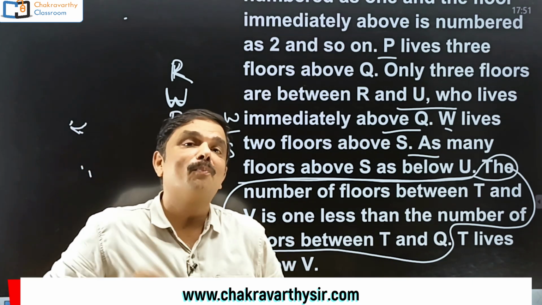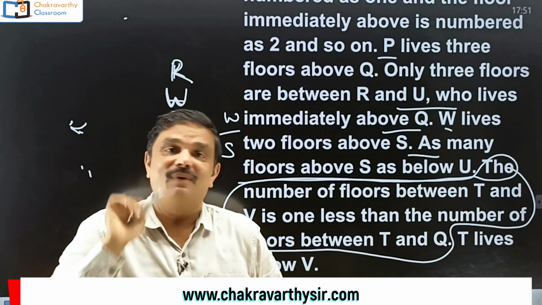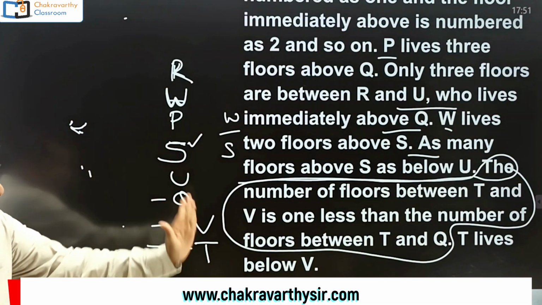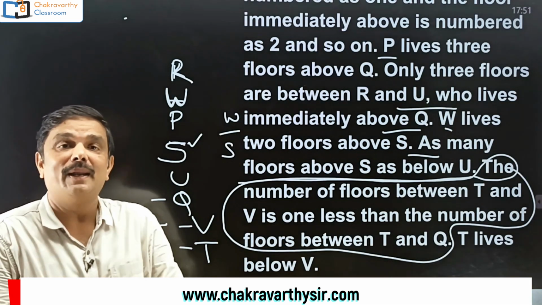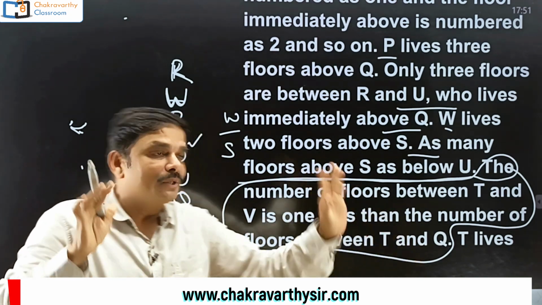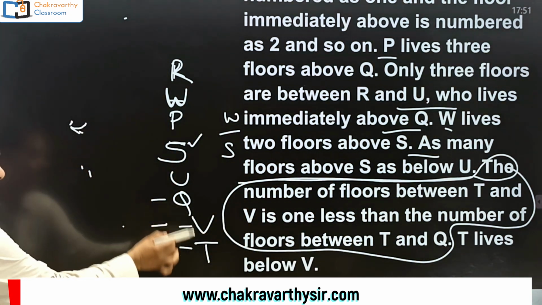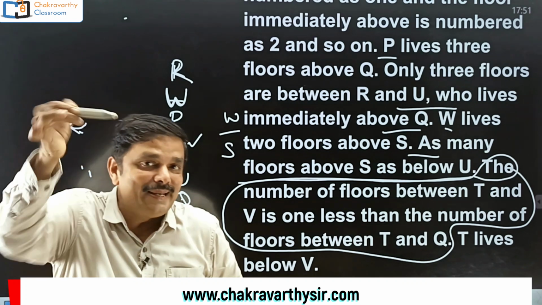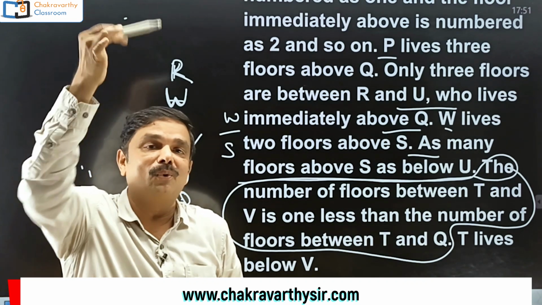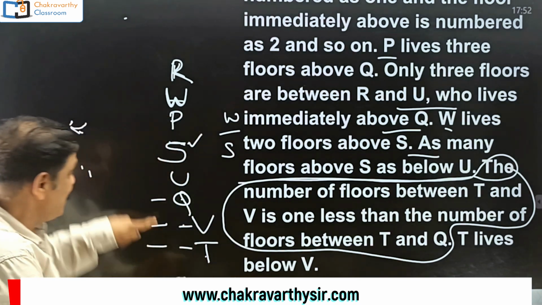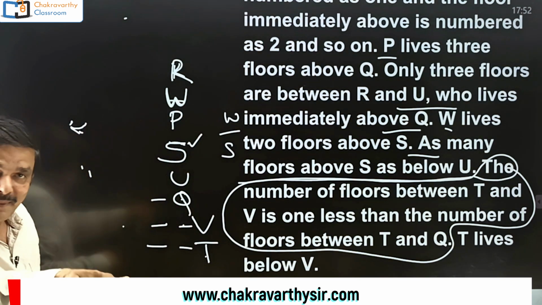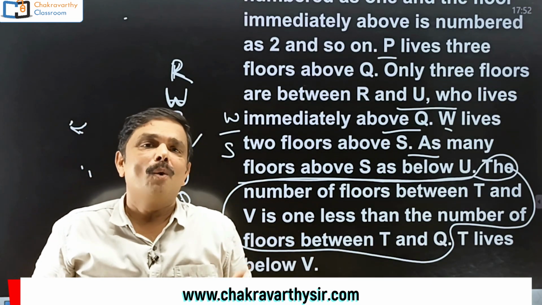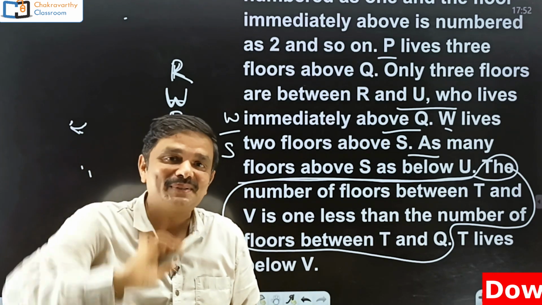Here I give you one more new point. Of course, in the previous videos also I have given that point. What is that one? The number of floors between T and V is 1 less than number of floors between T and Q. Now you got the point now? So between T and Q, how many are there? Between T and Q, 1 floor is there. Number of floors between T and V is 1 less than number of floors between Q and T. Between Q and T, one floor is there. That means according to this condition, between T and V, 1 less than 1 floor will be there. What is 1 less than 1 floor? 0 floors. Remember that one.